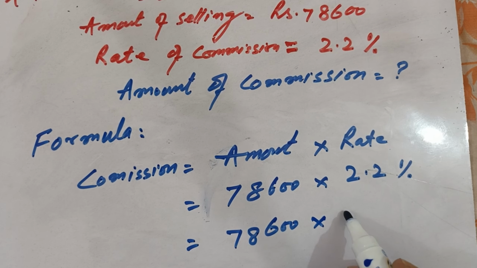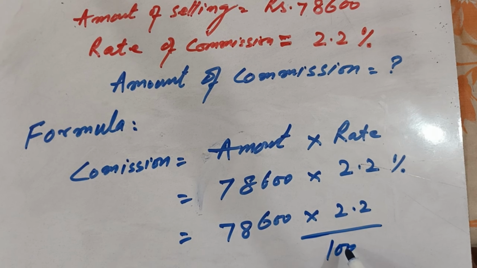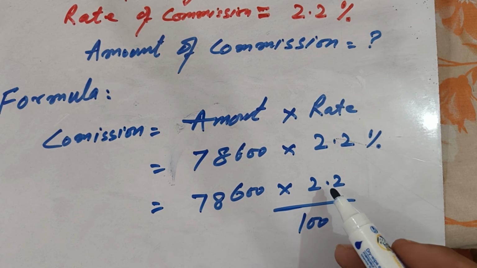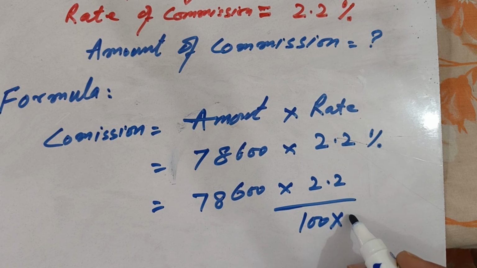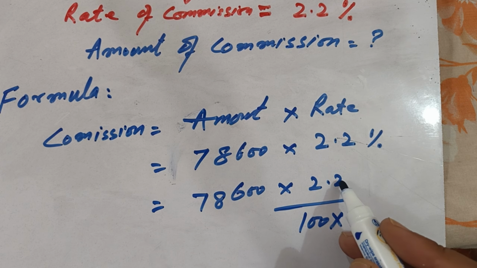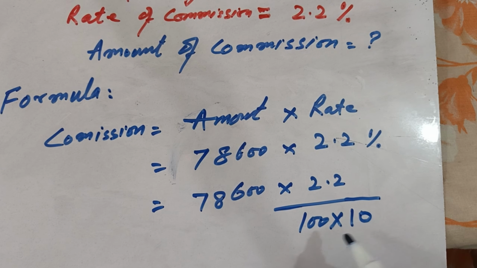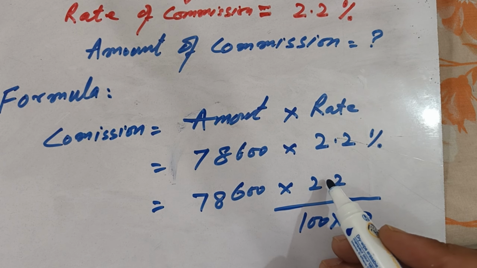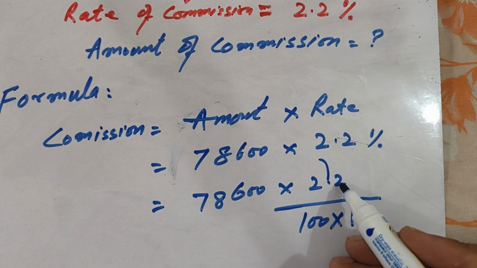78,600 multiplied by 2.2%, which is out of 100. To eliminate this decimal point, we write a multiplication symbol and then 1, and in place of the decimal figure we write 0. So this has become 10, and now the decimal point is gone, so it is 22.